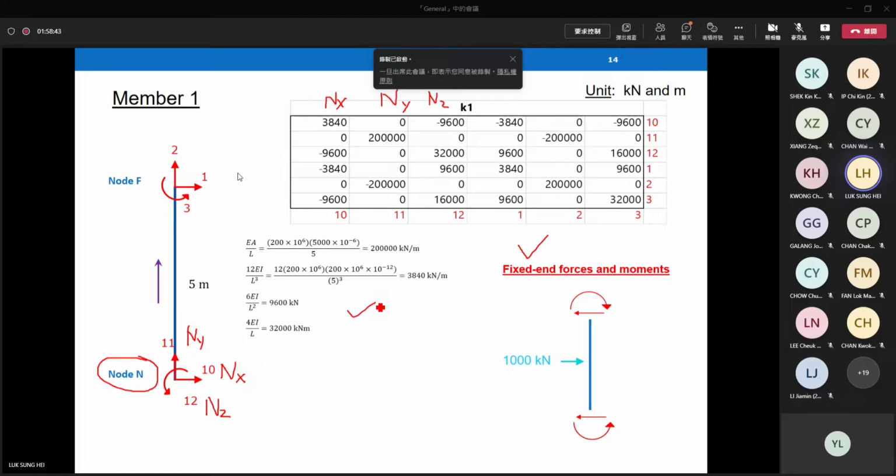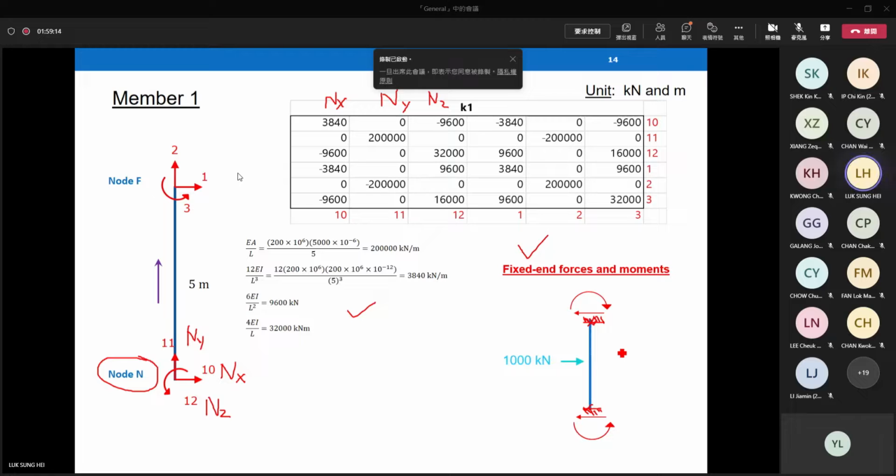Element 1 is under one concentrated force at this band, this one. We have to convert this concentrated force back to fixed end force and fixed end moment. Here I want to discuss a little bit because this member is a vertical member. In the notes, we just consider horizontal members under concentrated force. Then what happens for a vertical member?